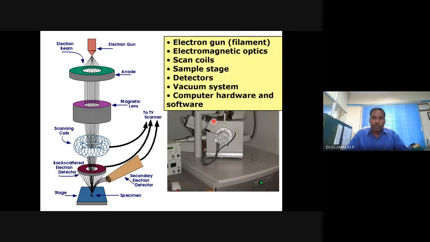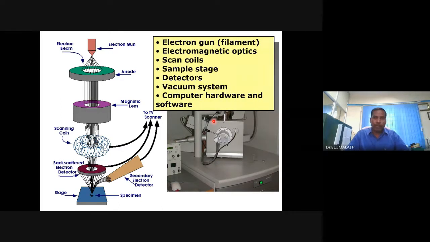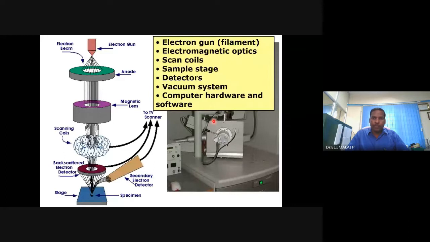I think this is the take-home point on the components of an electron microscope. Electron gun, mostly it is a tungsten filament, or I think it is lanthanum boride. Otherwise, electromagnet, to make it coherent, scan coil, sample stage where you will mount the sample. Then there are 2-3 detectors to detect the backscattered electrons, the scattered electron intensity in the case of SEM, and the transmitted electron intensity in the case of TEM, and you require high vacuum.